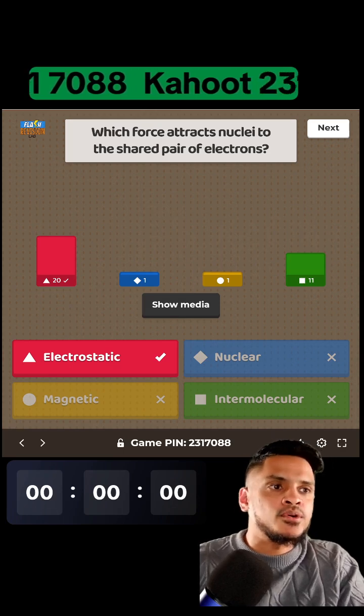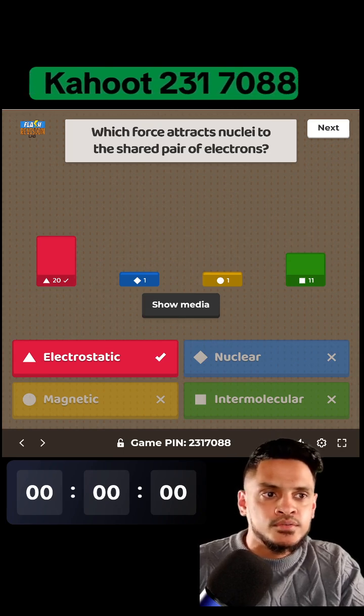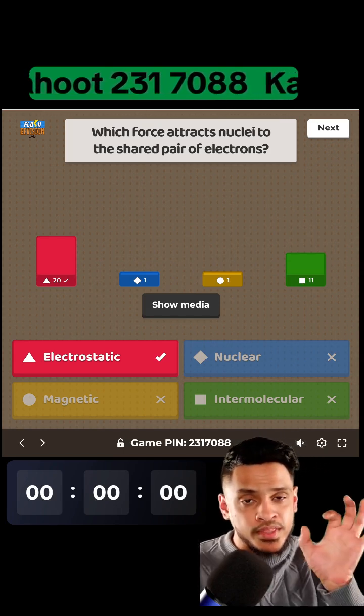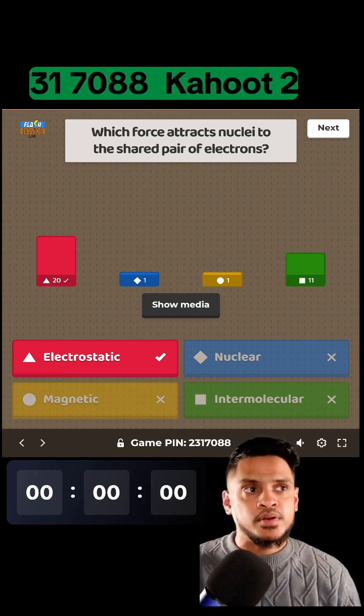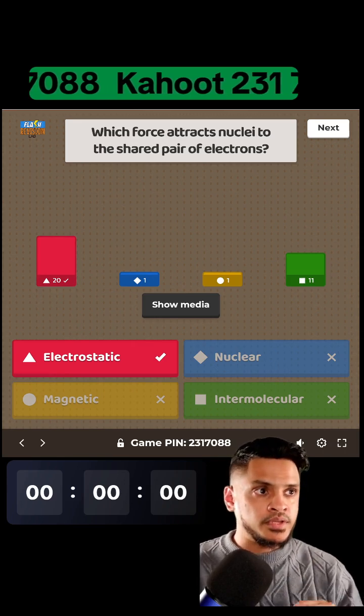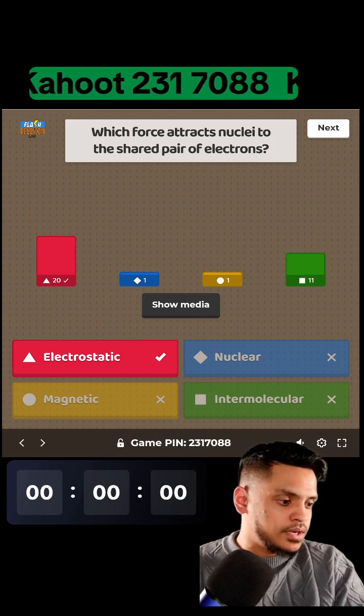Electrostatic. Yeah, I thought quite a few people put intermolecular. Intermolecular is actually between molecules. It's not within the molecule, it's between molecules. So like I said, I'm going to go through this properly on Sunday with all the notes, and I'll go through it much slower.